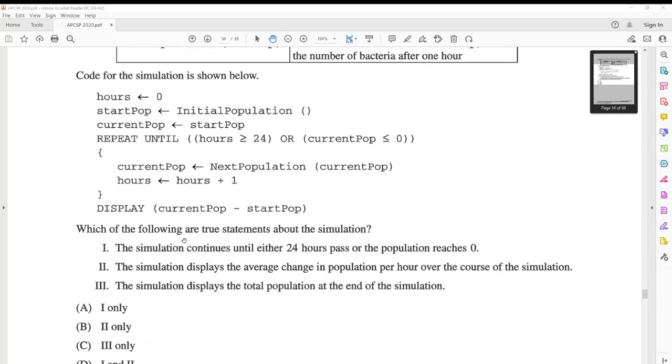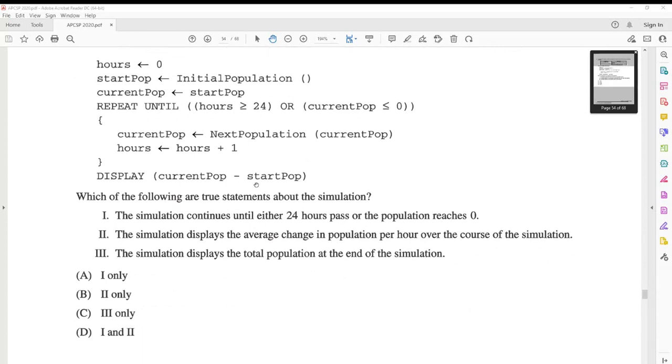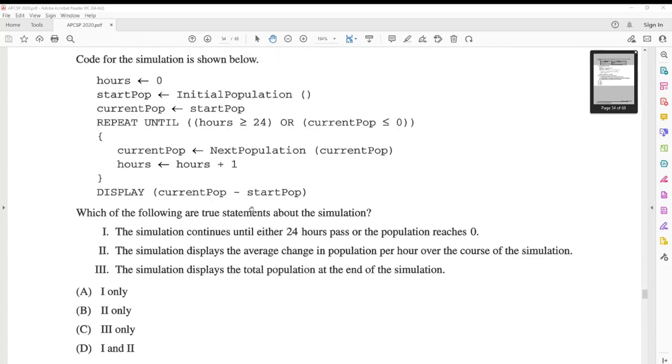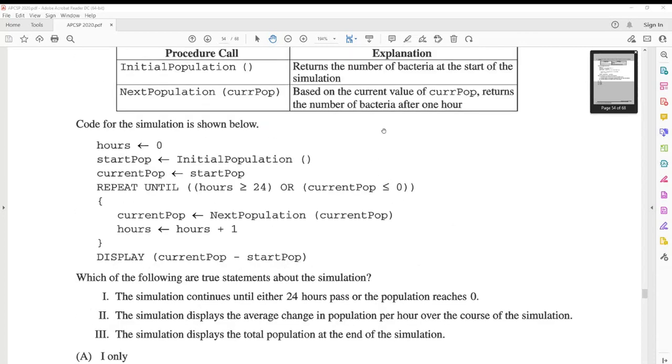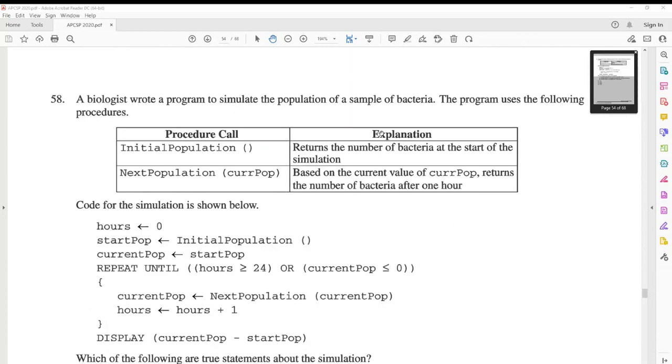Which of the following are true statements about the simulation? We have this 1, 2, 3. Which is true? The simulation continues until either 24 hours pass or the population reaches 0. So when it exits, this one is an or. When you reach this or this, so actually this one is correct. One is correct.